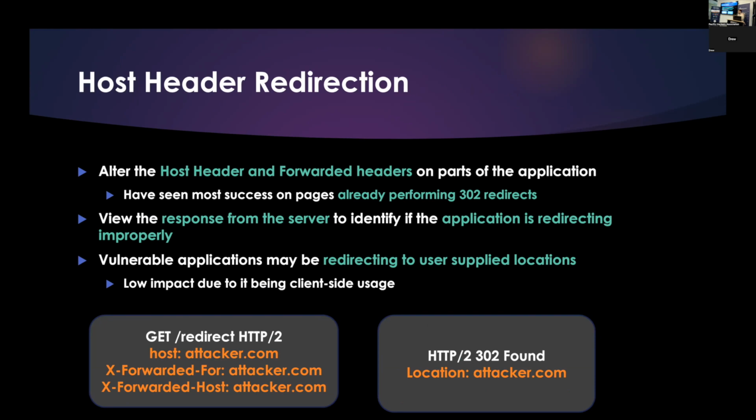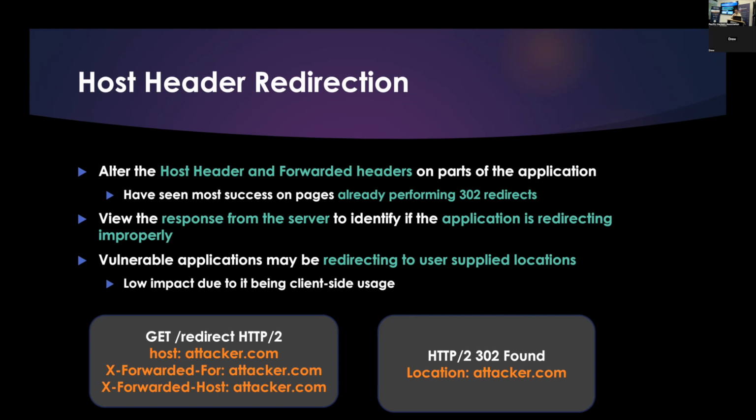By viewing the response from the server, we can tell if the application is redirecting properly. So in this case, I'm calling get redirect over HTTP/2, and I've overwritten the host header to attacker.com. I've inserted 2 other forwarded headers, and then I see in the response it's actually attacker.com. So I'm able to actually redirect the site. But this is kind of low impact, right? I can't force every client request to actually have this in. I had to manually go in and alter this request.